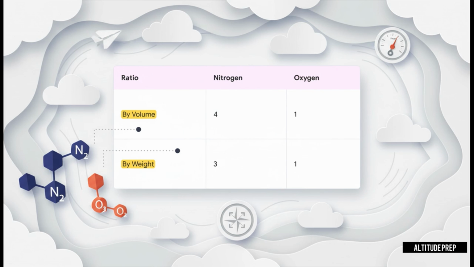And here's a detail you'll want to put a big star next to in your notes. This pops up on CPL exams all the time. They love to ask about the ratio of nitrogen to oxygen. By volume, it's about 4 parts nitrogen to 1 part oxygen. But by weight, that ratio changes to 3 to 1. You've got to know the difference between those two.